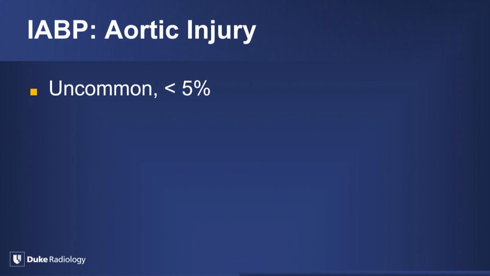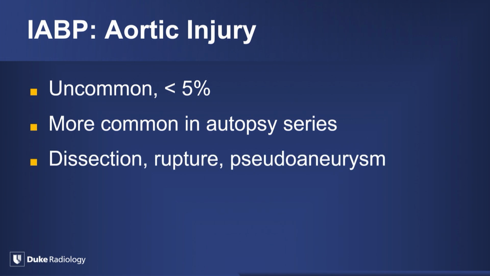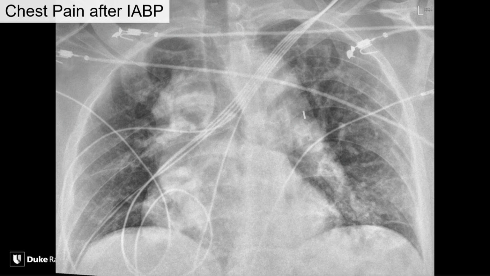Just to mention aortic injuries related to IABPs in life, they're uncommon, but they are more common in autopsy series. I suspect they're probably more common than we recognize if the patients had CT scans. Things that can happen: dissection, rupture, pseudoaneurysm is in that particular case.